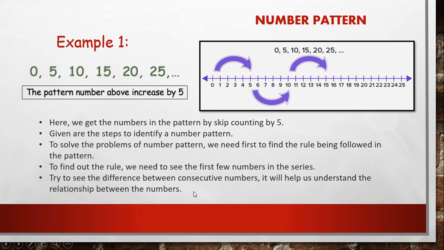So, 0 to 5, 5 to 10, 10 to 15, 15 to 20, and 20 to 25. This one we call the pattern number above increase by 5.